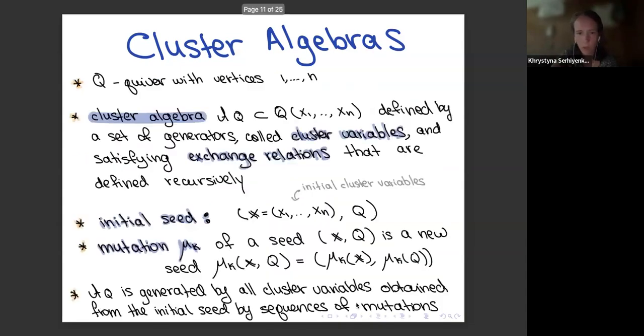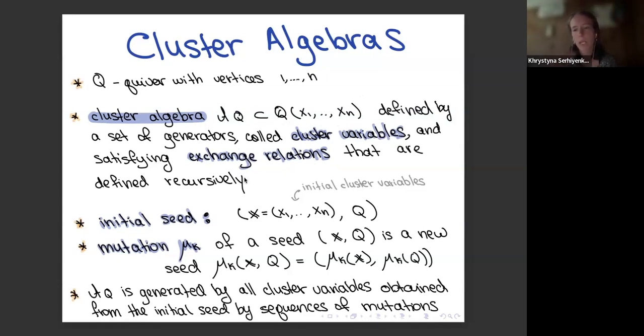Right, and now, okay, I can still switch. This is just the definition pertaining to the quiver. We have not gotten to the algebra part yet, so now we are putting in more structure to see the cluster algebra. Q is a quiver with vertices 1 through n. My cluster algebra, which I'm going to denote A sub Q, lives inside the field of rational functions in x1 through xn, and it is defined by a set of generators called cluster variables. These cluster variables are not algebraically independent. They satisfy relations called exchange relations, and everything is defined recursively.